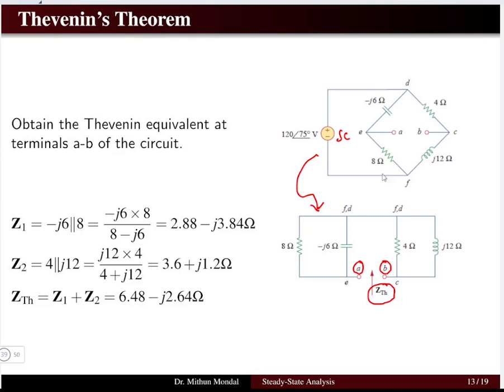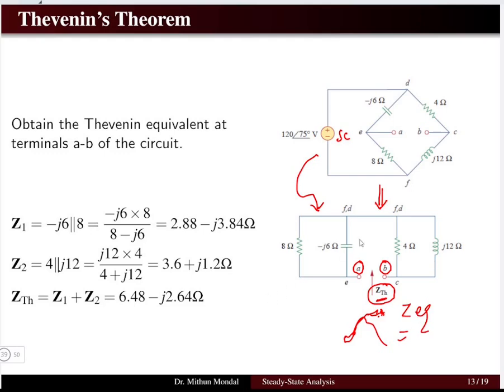Now I can redraw this circuit into a better format so that I can apply the other theorems. So the circuit has been reduced in this format. Now I want to determine what is Z Thevenin here, that is, what is the equivalent impedance seen in the terminal. So let us do that.